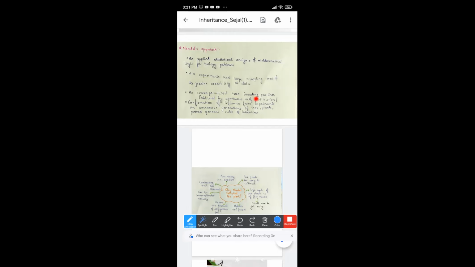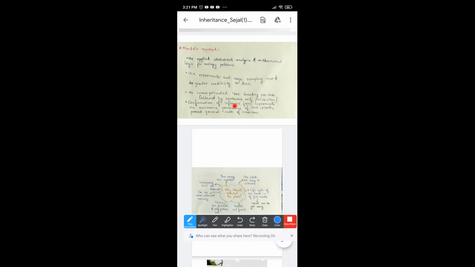He cross-pollinated the true breeding pea lines obtained by continuous self-pollination. Now, what is true breeding? True breeding lines are also known as pure lines, which can be obtained by continuous self-pollination. You may have heard about this term in the second chapter.